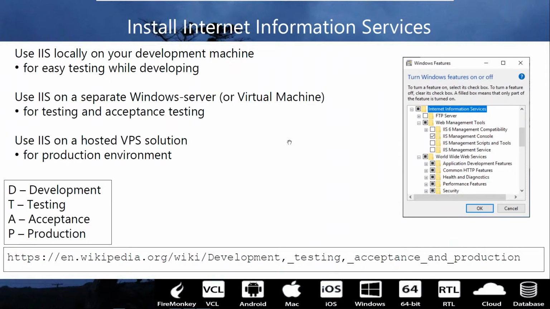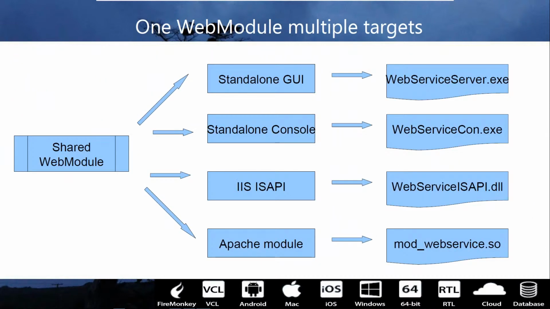Okay, so the next step after installing the Internet Information Services is actually creating the ISAPI. When we created our web services in the past few days, we created a web module. And that web module actually had actions for get, put, post, and delete, and was used in a standalone GUI application that resulted in a web service server executable.